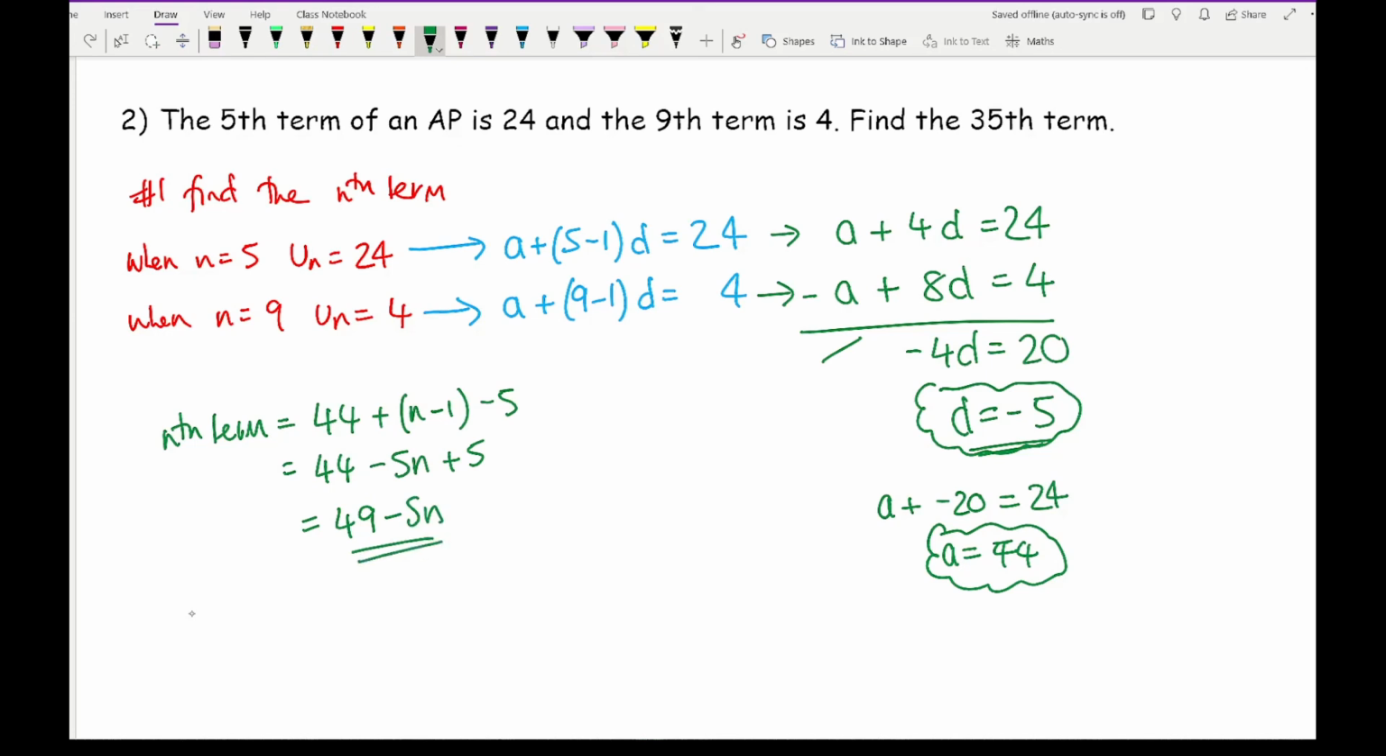Now from this, because the question is asking me to work out the 35th term, when n equals 35, I'm going to do 49 take away 5 times 35, put that in brackets. Again, just simply plug that into my calculator. So 49 take away 5 times 35, I get an answer of minus 126. And there we go.